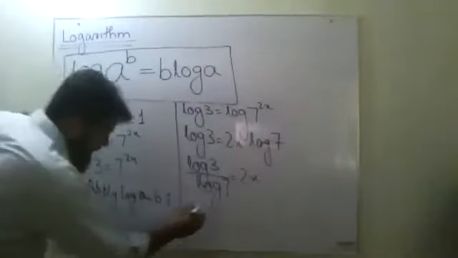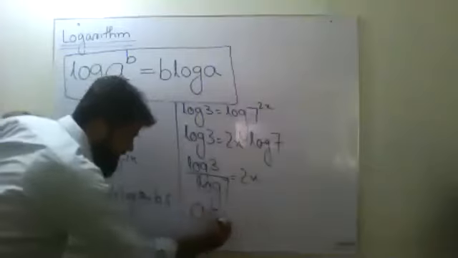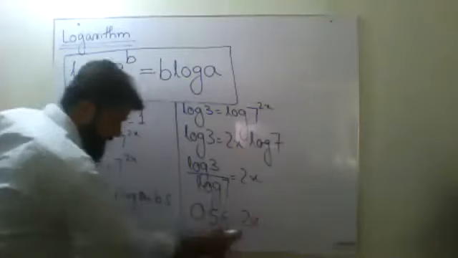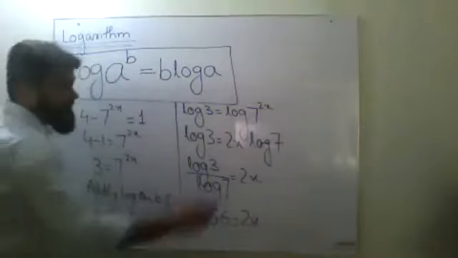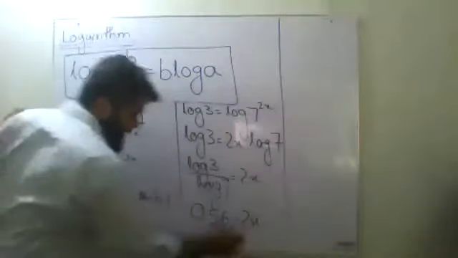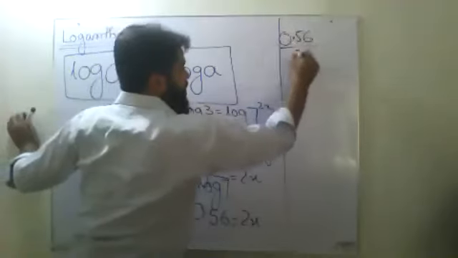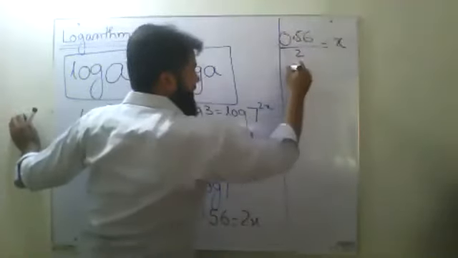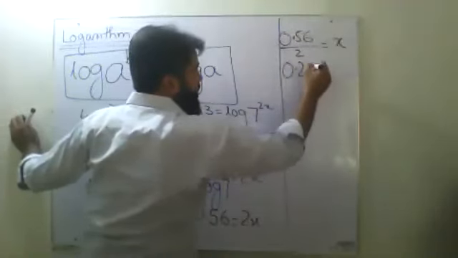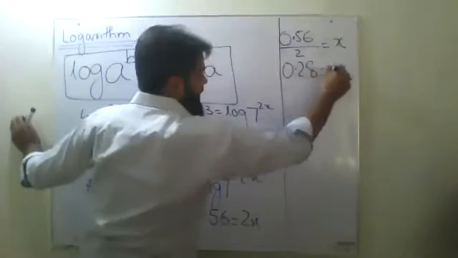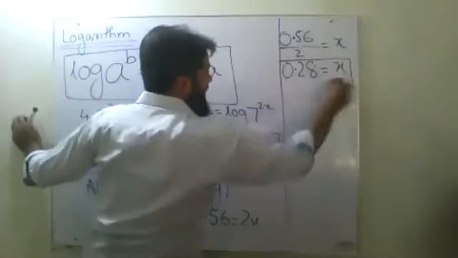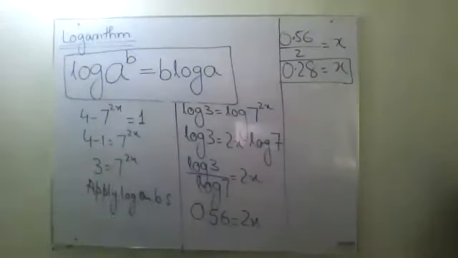Okay, the answer is coming: 0.56 equals 2x. Now the 2 is there, so when I shift it over here and divide, 0.56 over 2 equals x. Dividing them, 0.28 equals x, and that will be your final answer.